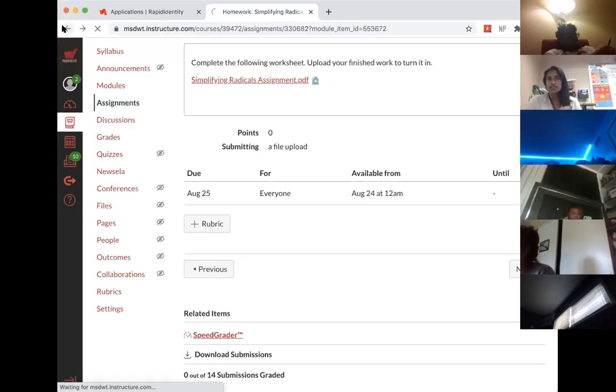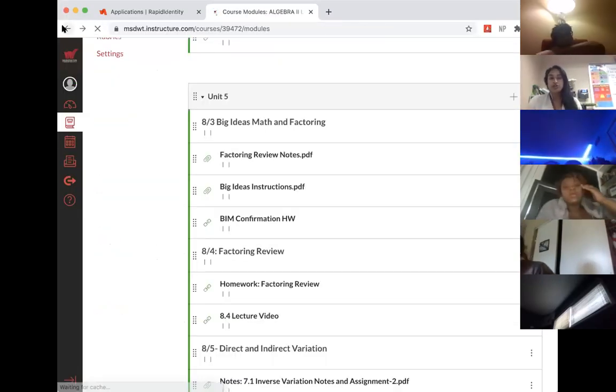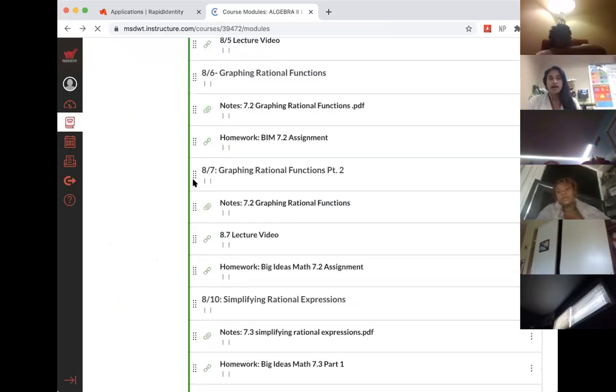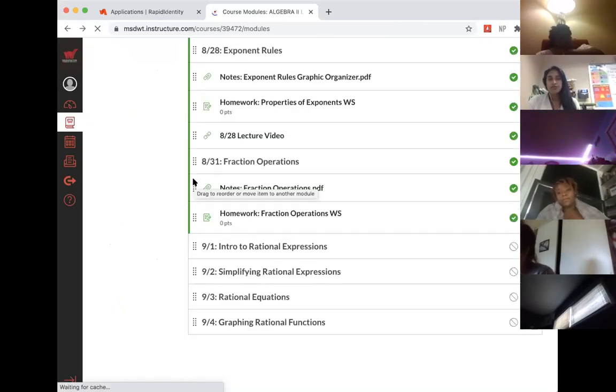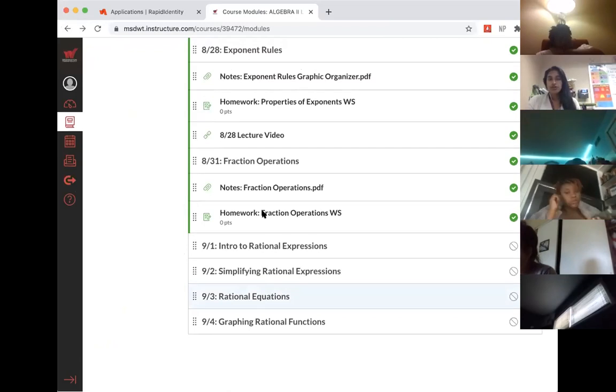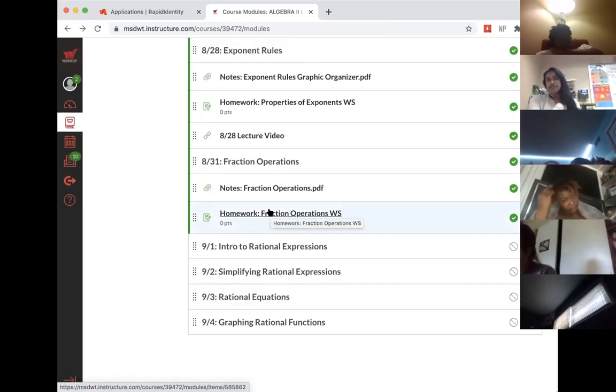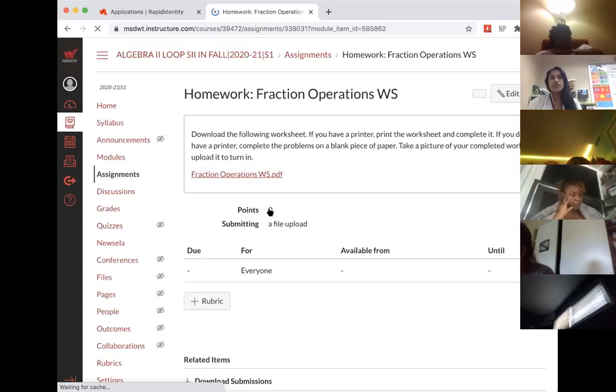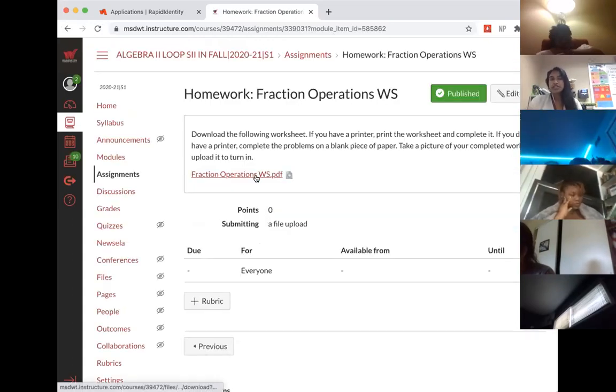All right, so today's homework is also going to be on Canvas, so I'm going to go ahead and pull that up for you. If you go to current lessons on the home page, or if you go to modules, you'll get to your notes and homework page. So if we scroll down to the bottom, for August 31st, you've got the fractions operations homework worksheet. You need to download the worksheet, then you can do the problems on the worksheet itself if you have a printer, or you can just do it on a separate piece of paper.